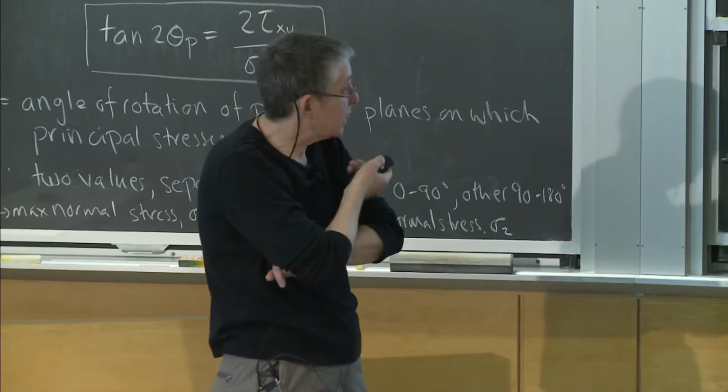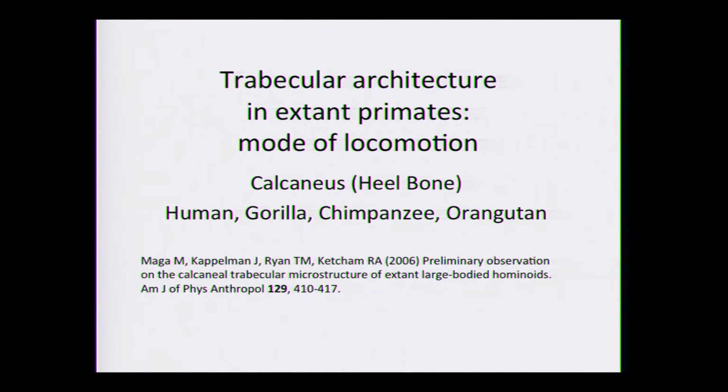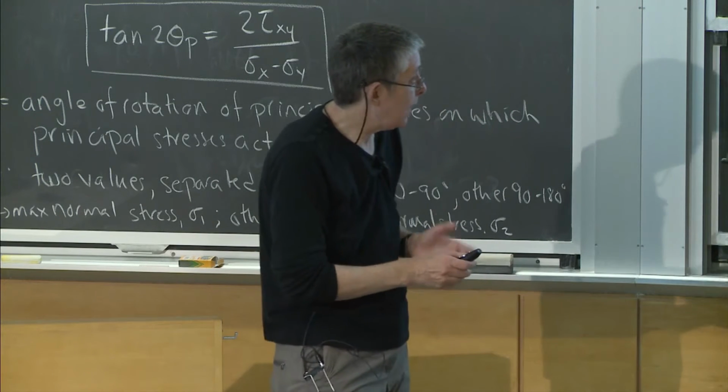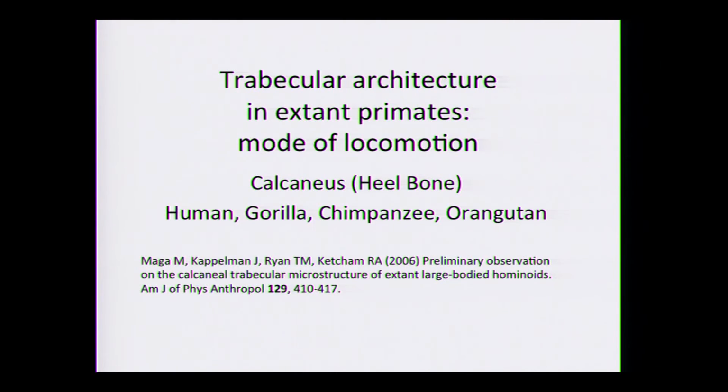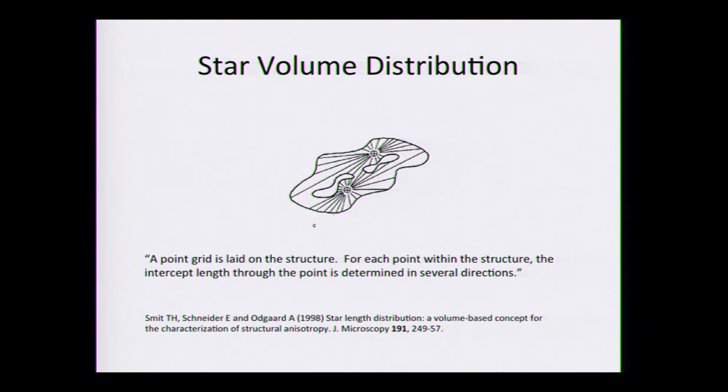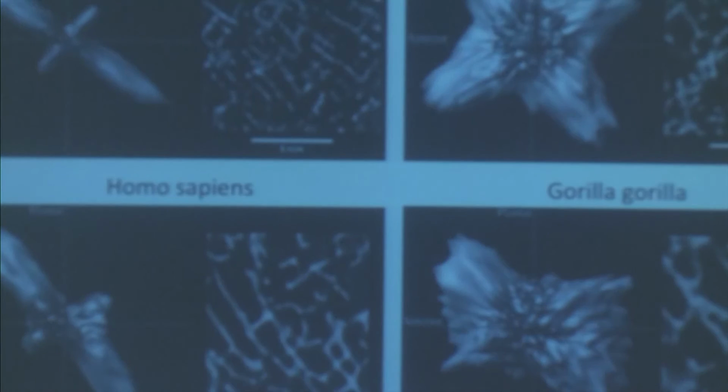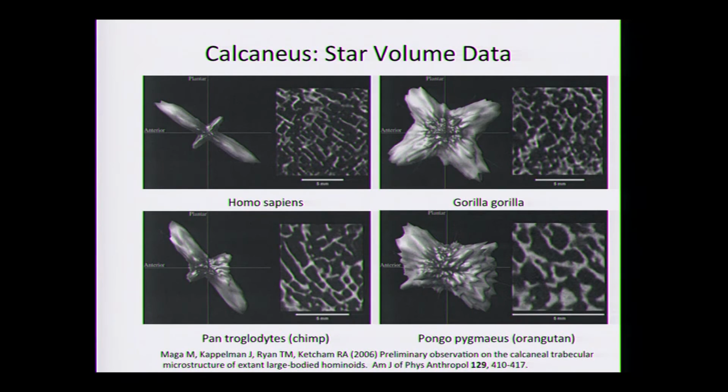Okay, so the next little study was on existing primates, and they looked at the calcaneus. The calcaneus is your heel bone. It's kind of the bone right under there. And they looked at these 4 primates, and they used something called a star volume distribution. What you do is you put an array of points down over some structure, and then you measure the distance and the orientation of lines drawn from those points. This diagram here kind of shows what they did.